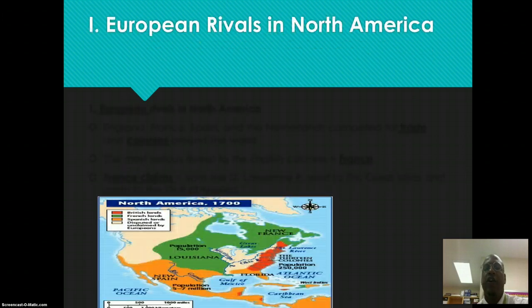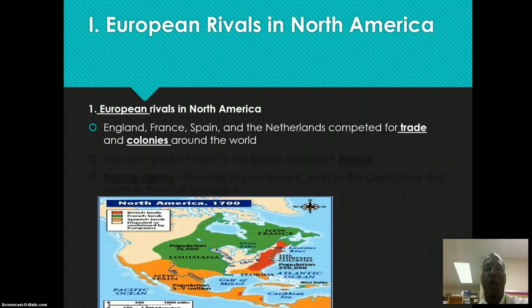Let's take a look at European rivalry in North America. Throughout Europe, there's major rivalry taking place. The different European empires are seeking the ability to trade throughout the world, so they're trying to set up trade posts everywhere. And North America is a continent rich in resources, and many European powers want to find new land and opportunities there.